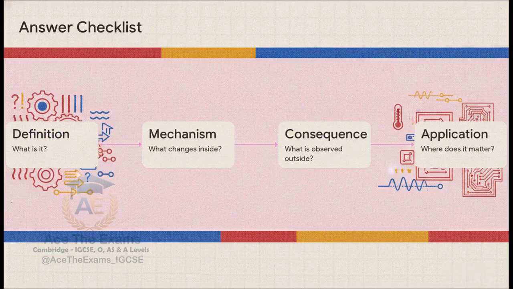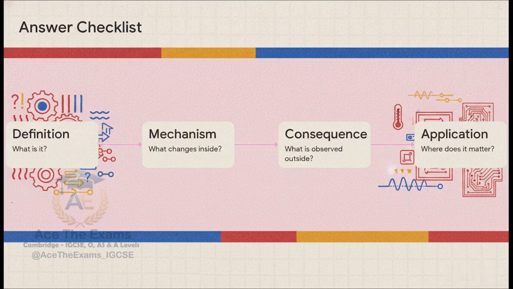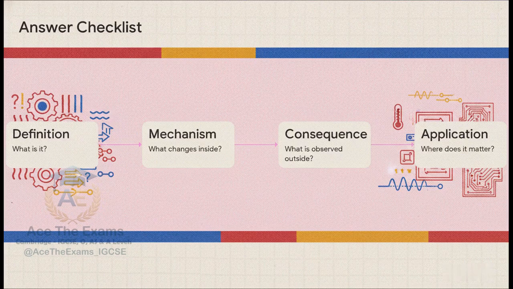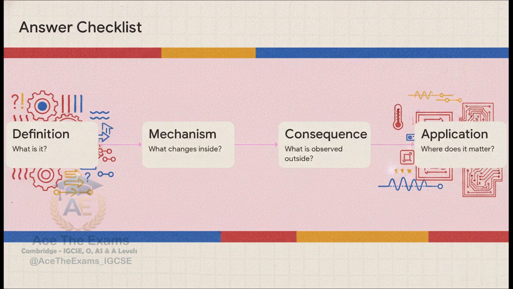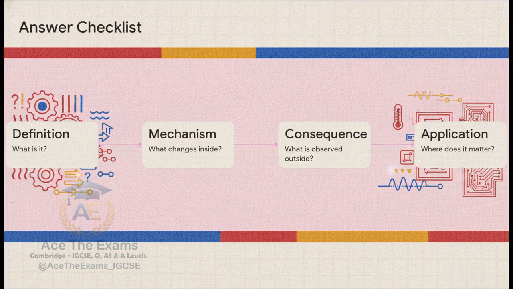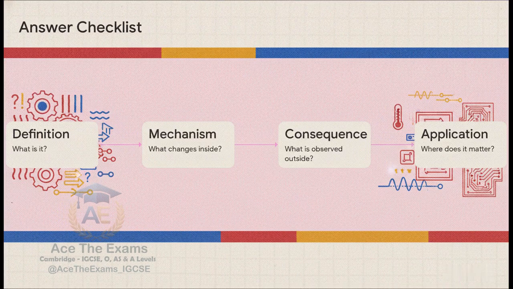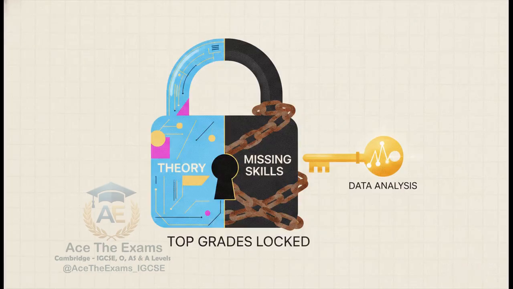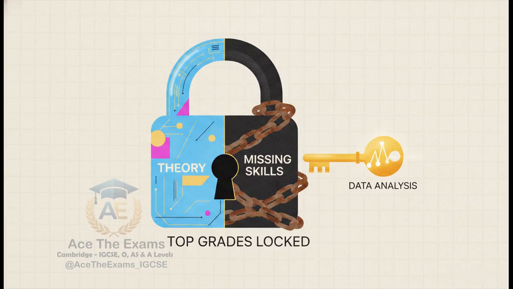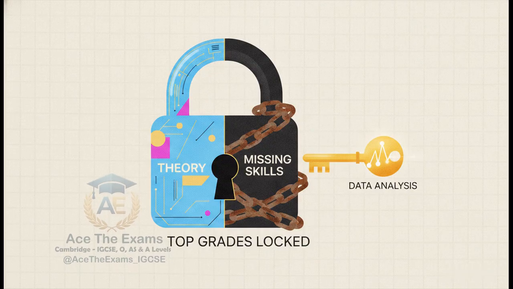So, to guarantee that disciplined, high-scoring paragraph every single time you sit down to write, let's do a rapid-fire recap of your mental checklist. Number 1, definition. Number 2, mechanism. Number 3, consequence. Number 4, application. Write your exam answers following this exact sequence, and you will consistently demonstrate top-tier understanding to the examiner. Let's move on and see how this builds, because here we face a pretty stark reality.